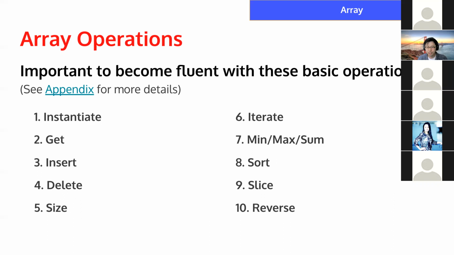And lastly, reversing. Some kinds of problems will be much easier to work with if you have a reversed sorted array, so that you go from the largest item to the smallest item, for example, or vice versa. And you can also do this reversing in place or return a new array. So knowing the distinction between those two is important as well.